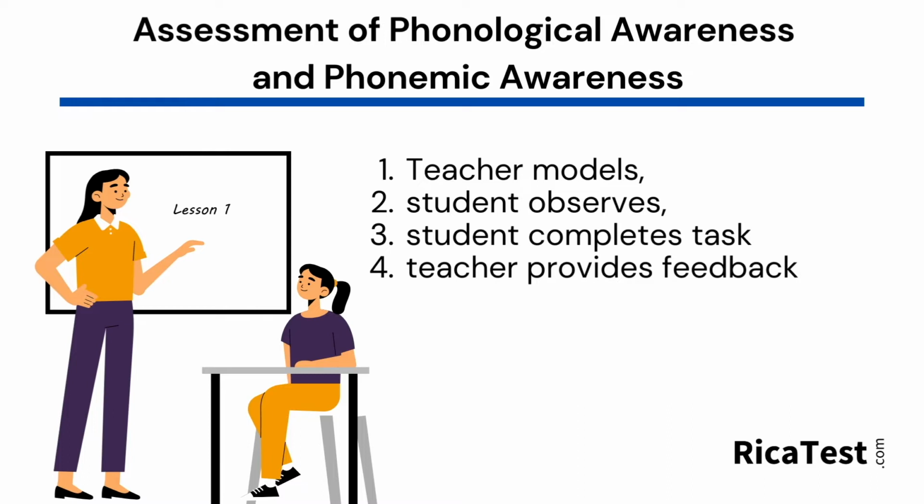So you're going to want to keep this model in mind as this has a 1, 2, 3, 4 cycle. Teacher models, student observes, student completes the task individually, and that's when the teacher uses this individual task to assess the understanding for the standard being taught, where then the teacher will provide feedback. And this cycle will be used again and again in this RICA Test course, and this is what you're going to want to use for your RICA Test.